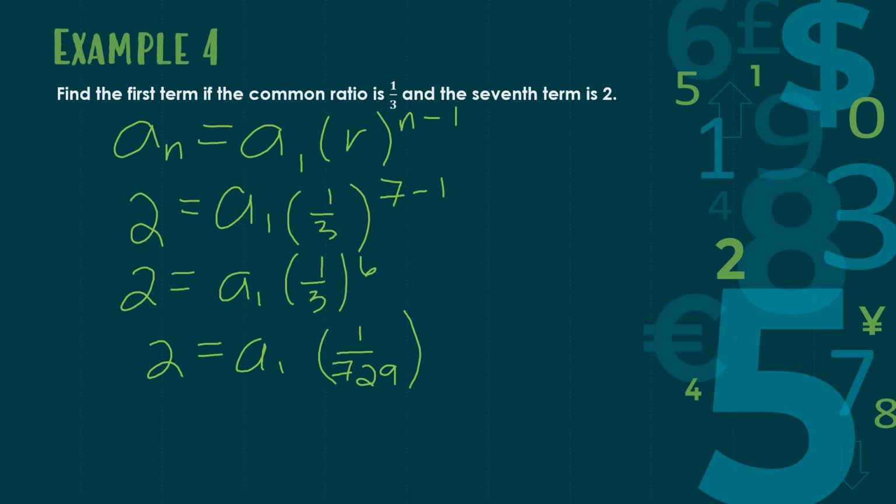And then in one of our first units, I think it was unit 1, we talked about if you have a fraction to multiply by the least common denominator, which is 729. So what we're going to do is multiply 729 on both sides. On the right side, 1 over 729 times 729 is just 1. And so that leaves you with a sub 1, or the first term. And then on the left side, 729 times 2 is going to give us our actual first term, which is 1,458.